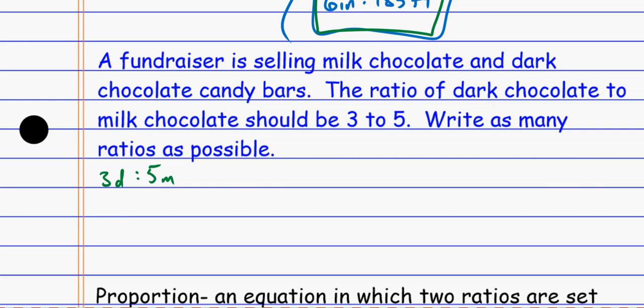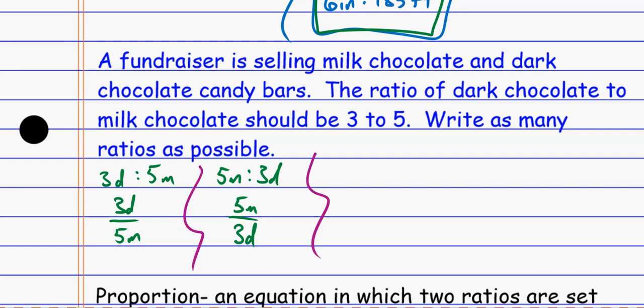We could also write the ratio the other way. Keep in mind, we could have this written as a fraction as well. We could say 5 milk chocolate to 3 dark chocolate. We could write it the other way and flip this fraction. That's the other thing that we can do. And really, it depends on the situation which of these we might use.